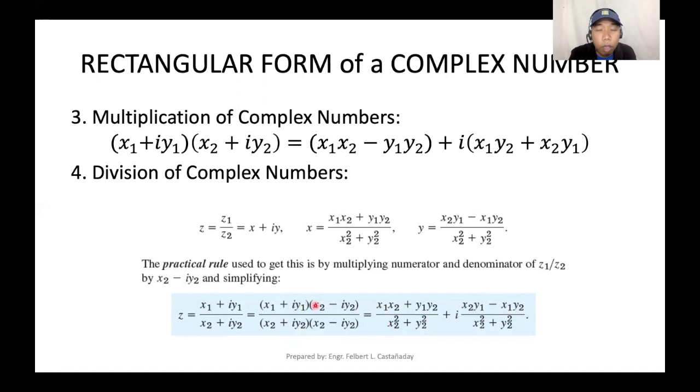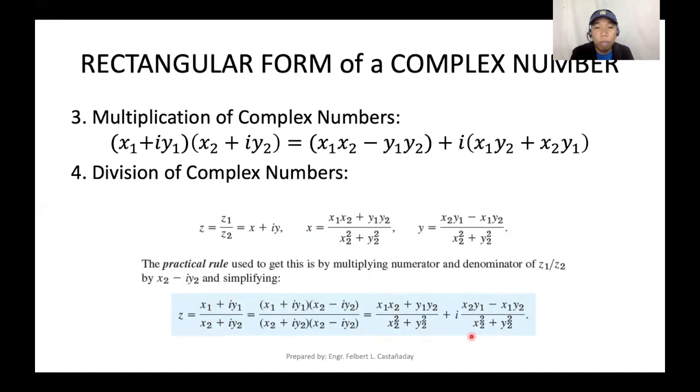If you can see in the FOIL method, this is the part where you have the imaginary unit, and this will be negative i y sub 2 multiplied to x sub 1. That's why you have a difference here in the imaginary part of the formula. This is the real part, represented by x, and this is the imaginary part, represented by y. So you can use this formula to determine the division of complex numbers.